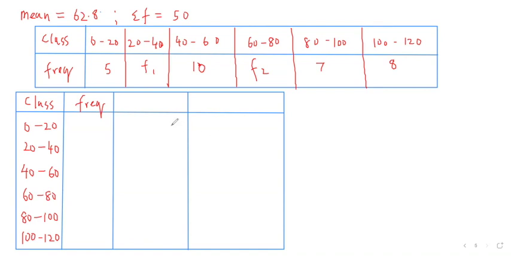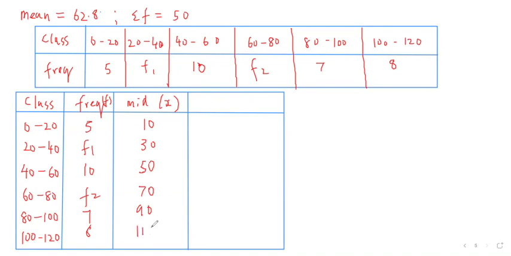Frequency, somebody else, maybe Naren. It's 5, F1, 10, F2, 7, 8. Next column is the mid value, X. Namita, help me out with the mid value. 10, good. 30, 50, 70, very good. 90, and 110. Excellent. Thank you.